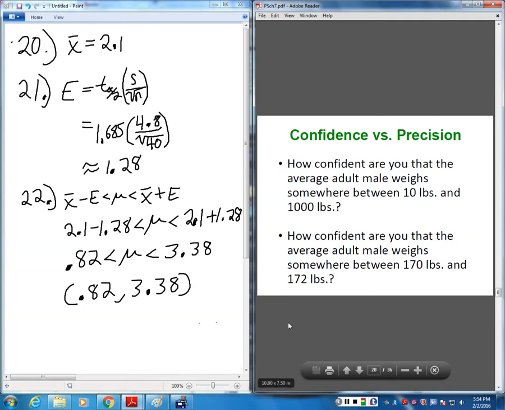Here's a few words about confidence and precision. How confident are you that the average adult male weighs somewhere between 10 pounds and 1,000 pounds? Well, it's got to be somewhere in there, right? I would be pretty confident in that. How confident are you that the average adult male weighs somewhere between 170 and 172 pounds? Well, we would be less confident of that, because it's very likely that we could be wrong.